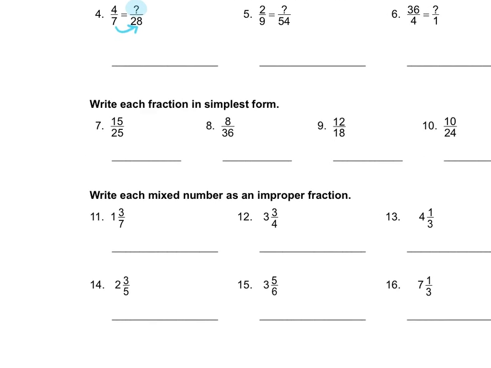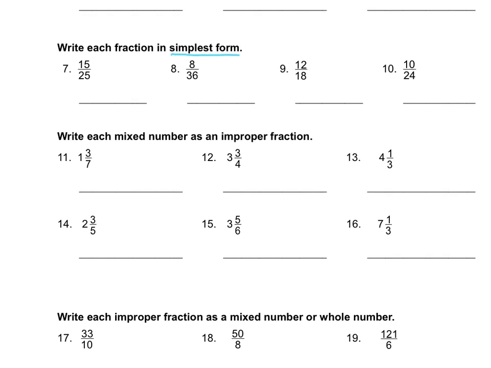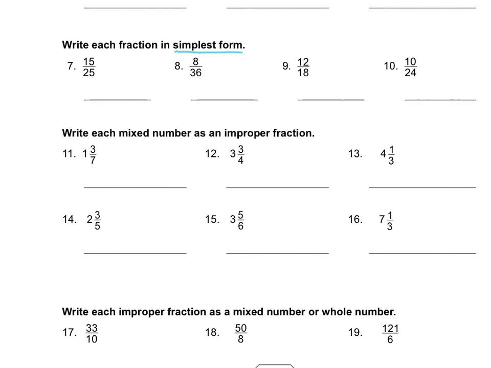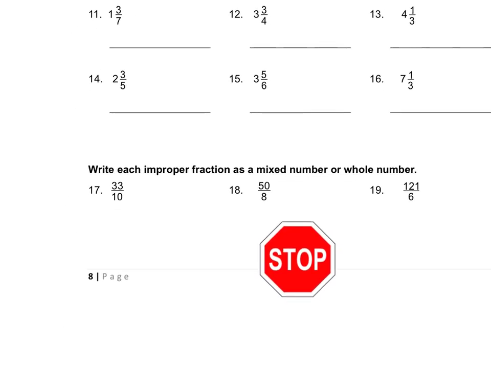Next one goes with example 3. Write each fraction in simplest form. So make sure you go all the way to the simplest form where you can't divide the numerator or denominator by a common factor anymore. That's simplest form. And then here you're going to use that MAD method 6 times to write the mixed number as an improper fraction. And then the last 3, you're taking the improper fraction and writing it as a mixed number. So use the 3 steps just like we did in our notes.